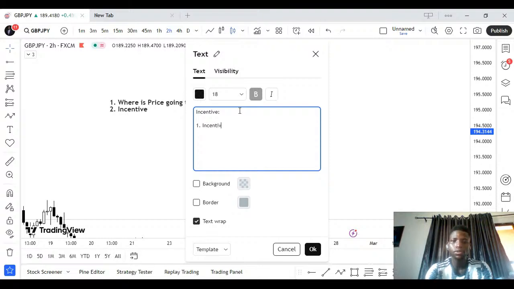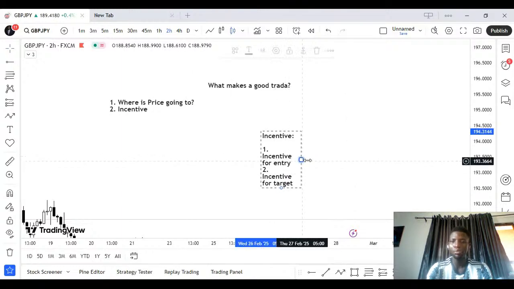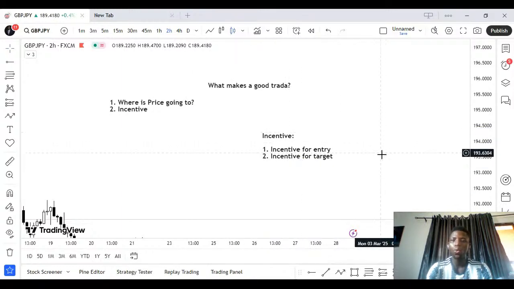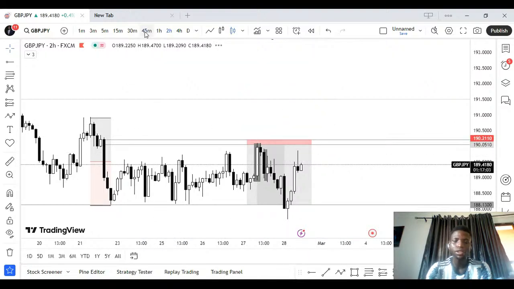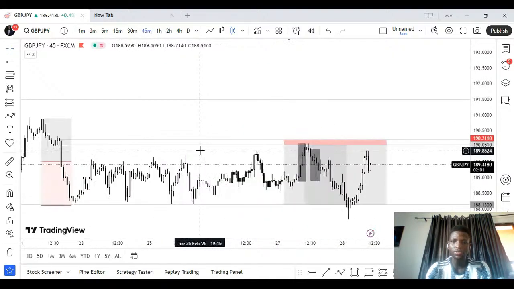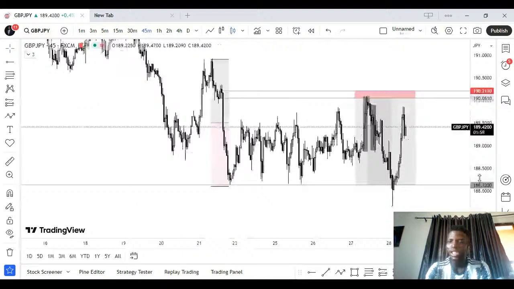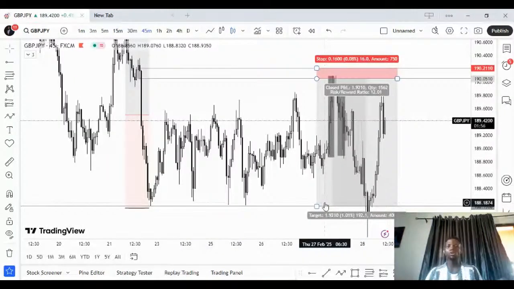Incentive for entry. And the second will be entry for target. Incentive for target. So for me, the first thing I want to look out for is why should price come to your entry? That is an incentive. There has to be an incentive, something that is drawing price to your entry.